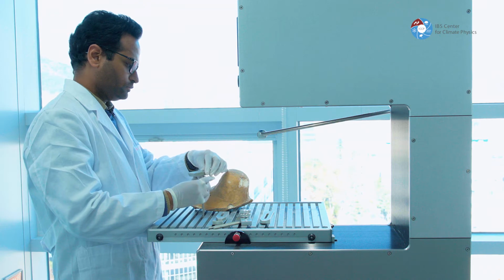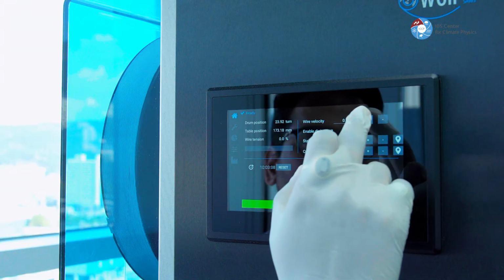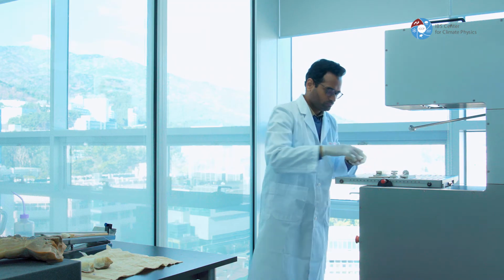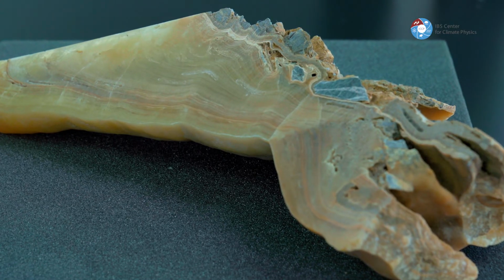In our sample preparation room, we cut our speleothem with an ultra-precise diamond wire saw. To obtain a smoother cut, we run the saw at very low speed, and cutting a sample of about 16 to 20 centimeters takes around 2 days.